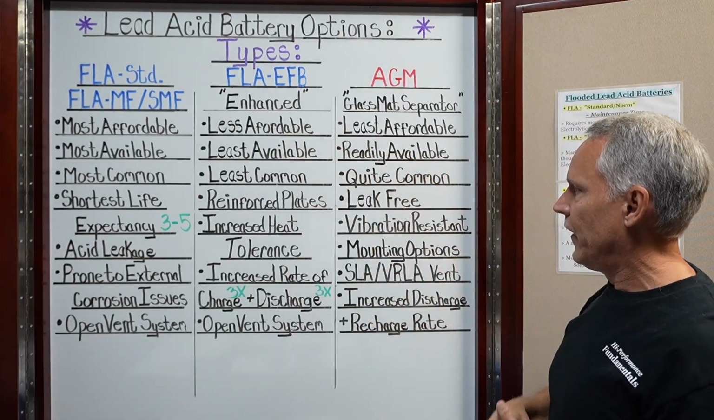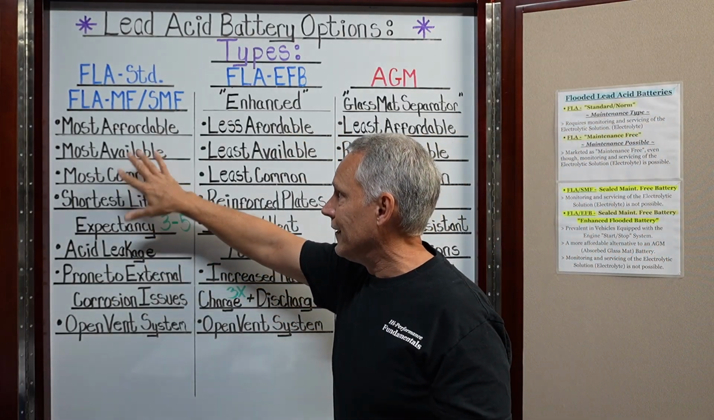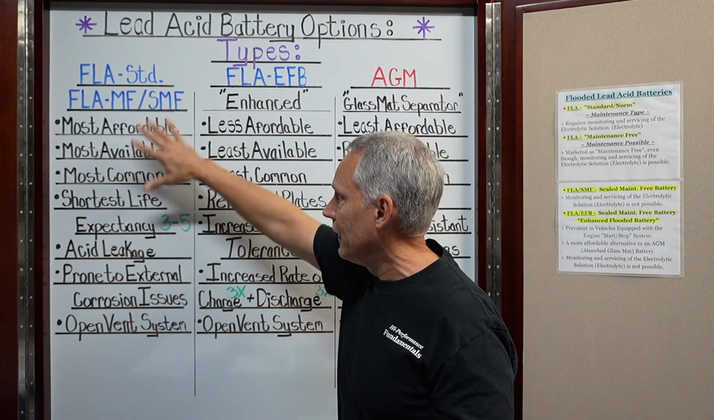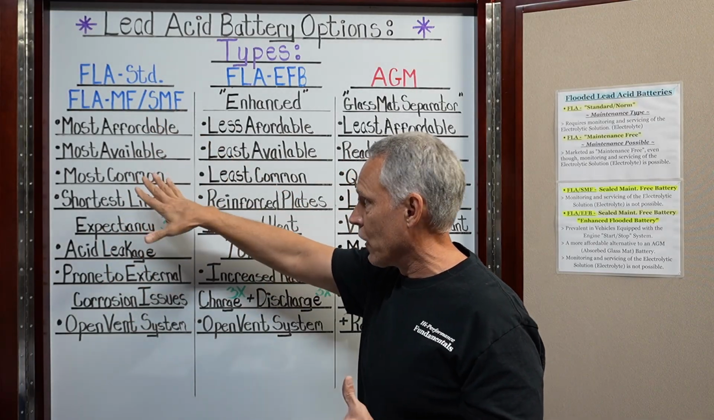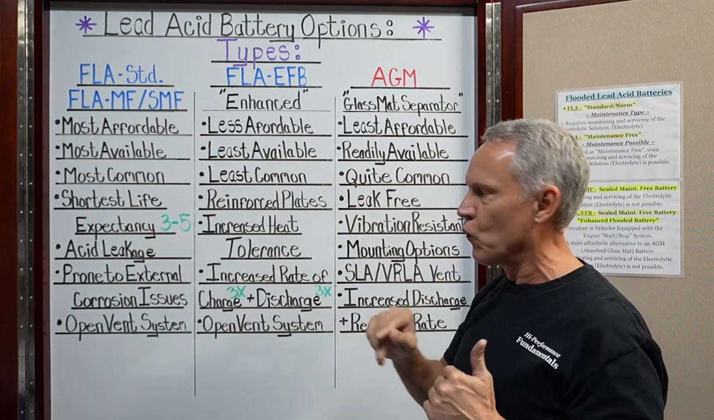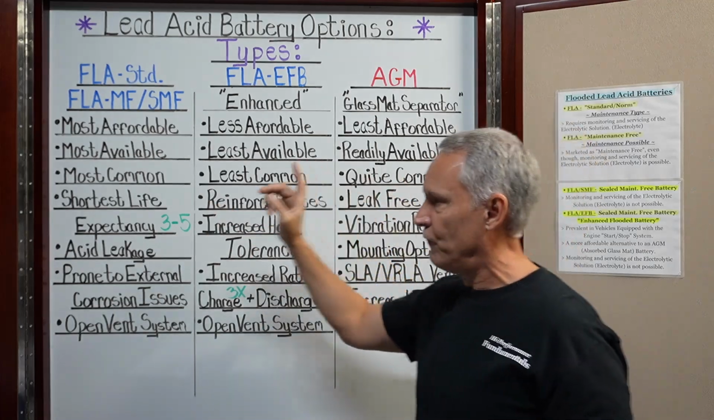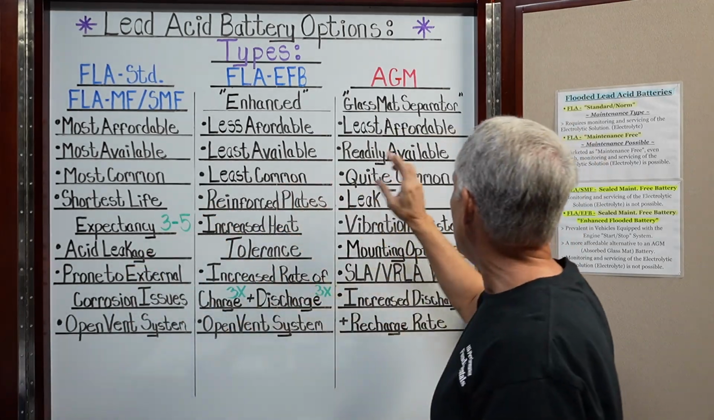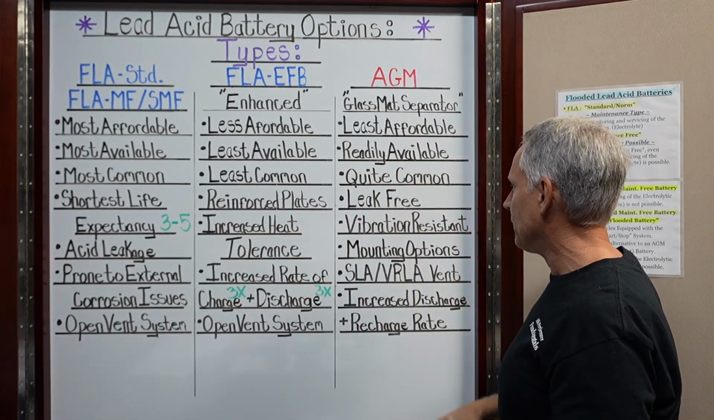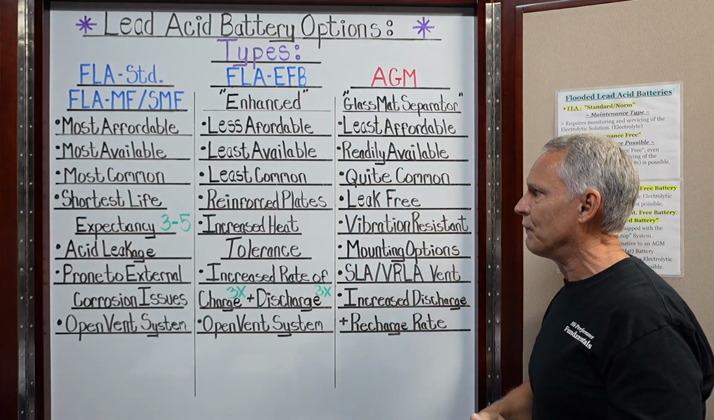It is readily available, so if you have a standard liquid electrolyte battery and you want to replace it, you can almost assuredly find an AGM replacement that will fit your application. It's very common, so it's readily available. It is designed to be leak-free.